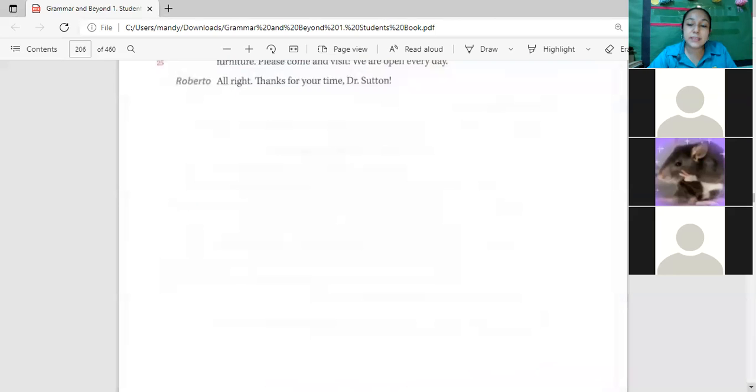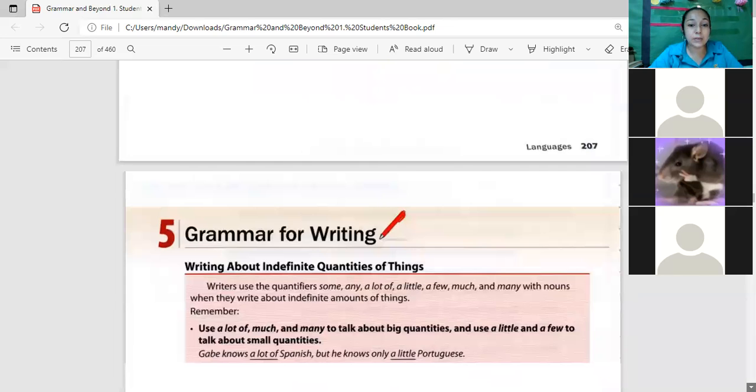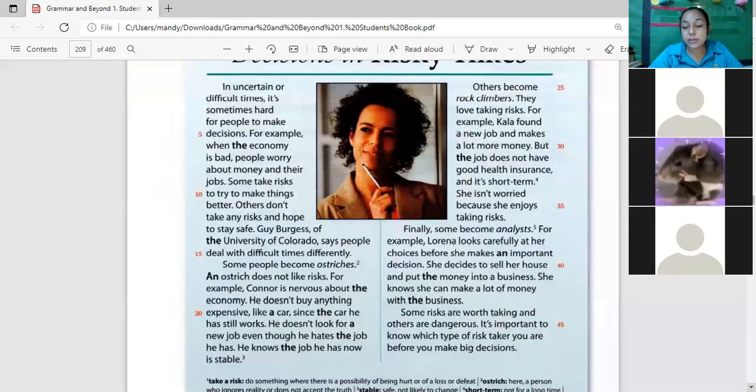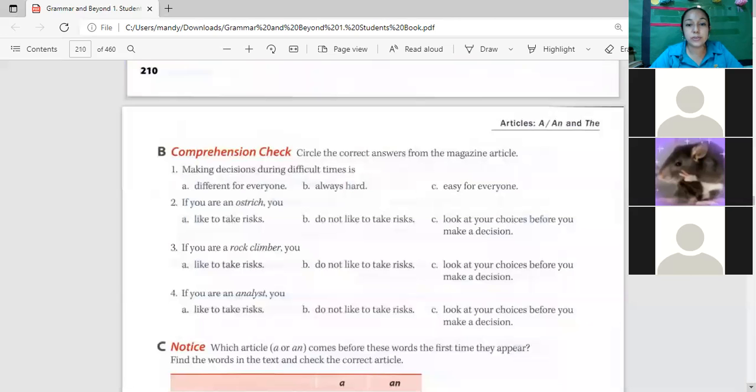And if you see in that part, we check the articles: a, an, and the. So we discover what is the use of this one, but first we check the comprehension. We circle the correct answer from the magazine. Making decisions during difficult time is A, B, or C: different from everyone, always hard, or easy for everyone. What do you think is the best answer?